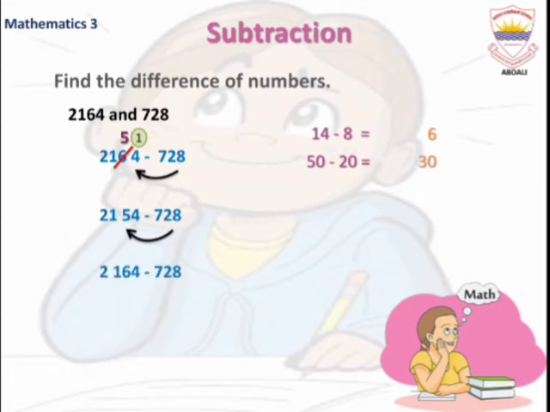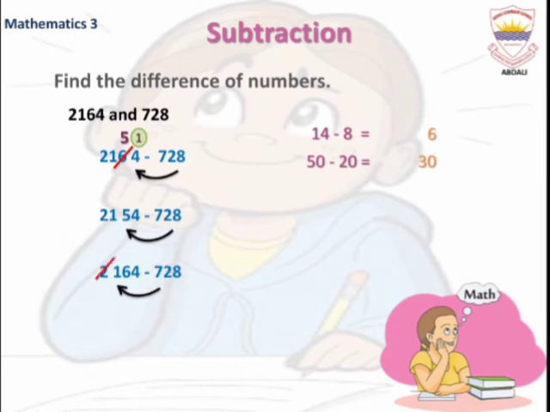Now student, it's time for hundreds place. Now we subtract hundreds. In the first number 1 is at hundreds place, and in the second number 7 is at hundreds place. 1 is smaller than 7. So what do we do now?